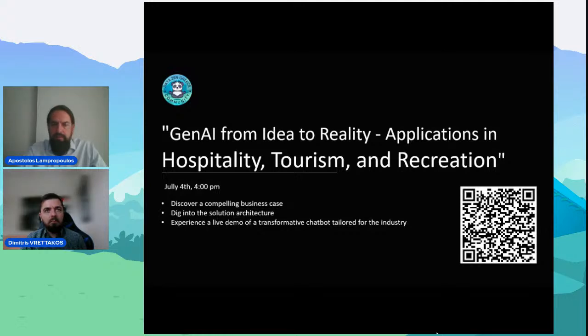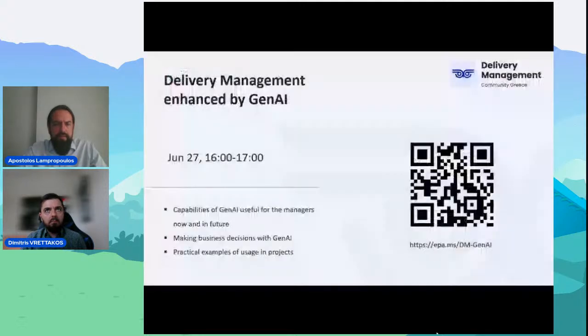Also, let me introduce to you in the next slide another event that our sister community, the delivery management community in Greece, is launching. This is the delivery management enhanced by GenAI on June 27th. That will be discussing the capabilities of GenAI for managers, how the decision making process is being changed with GenAI, and we'll introduce some practical examples of usage in actual projects.